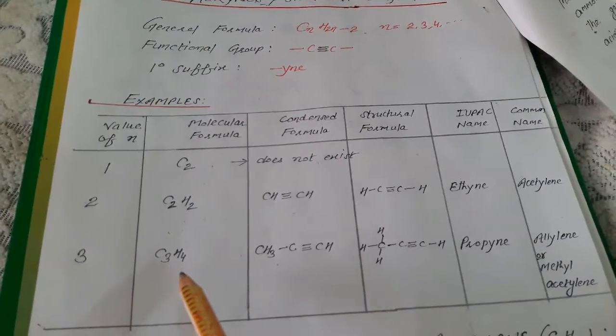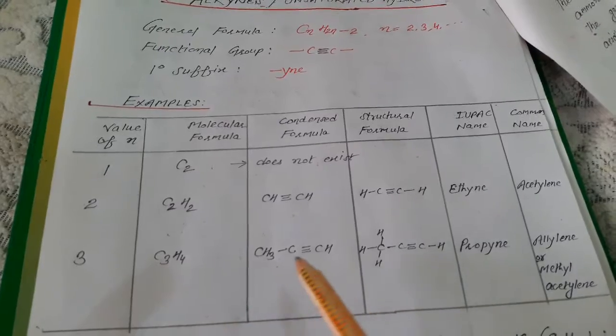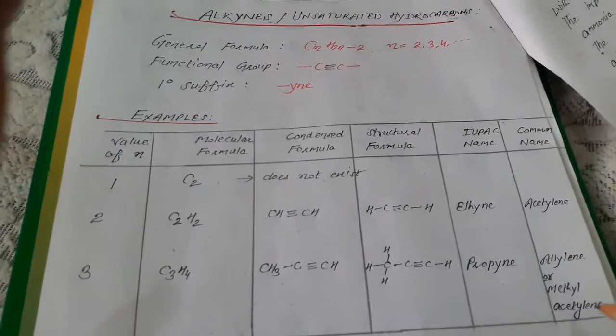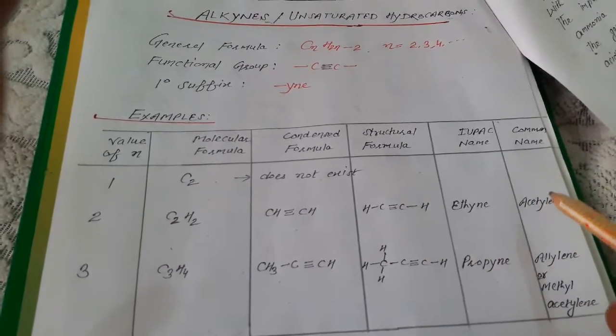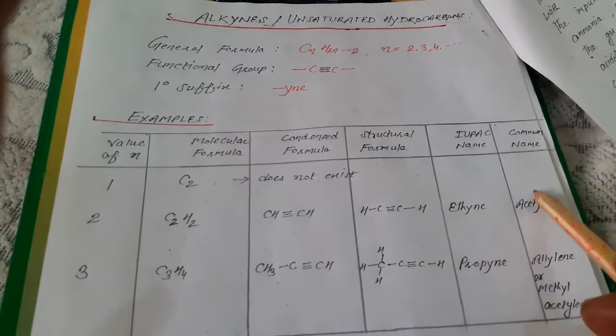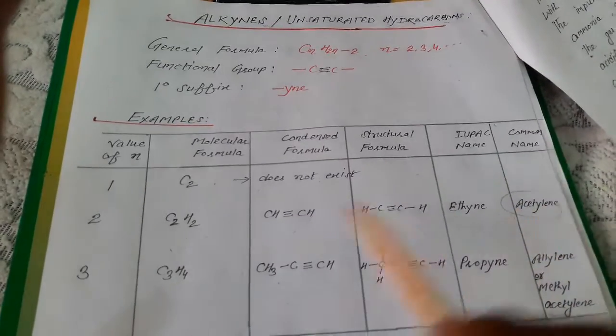Similarly, for value n equal to 3, we have formula C3H4 that has condensed formula and open formula. Our IUPAC name is propyne and common name is allylene or methyl acetylene. So next, about the properties, chemical properties, uses, we will study about this member, okay, acetylene.